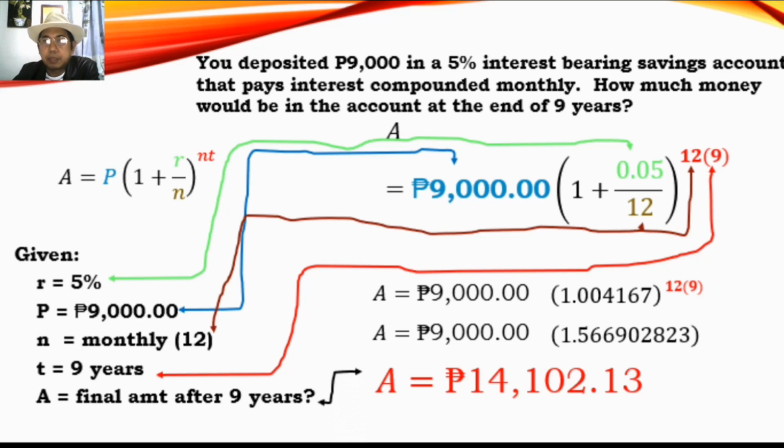Again, that is the final amount, 14,102.13 pesos. Okay, so you notice that the mode of conversion, which is 12, will bear more interest than the mode of conversion which is semi-annually.